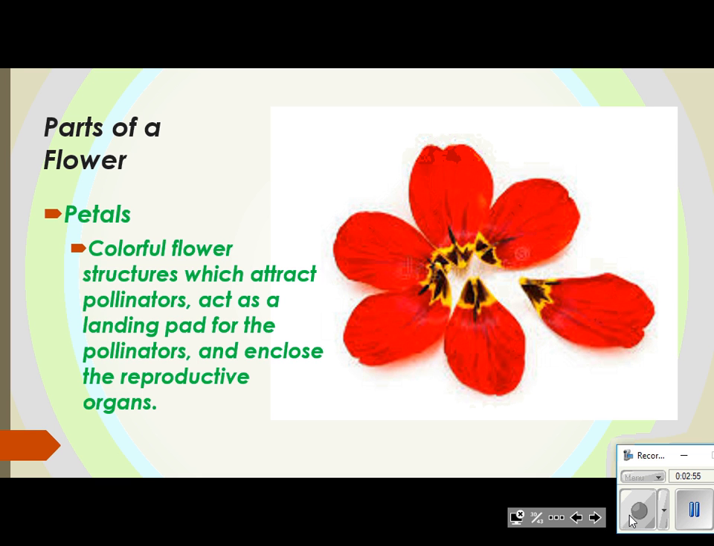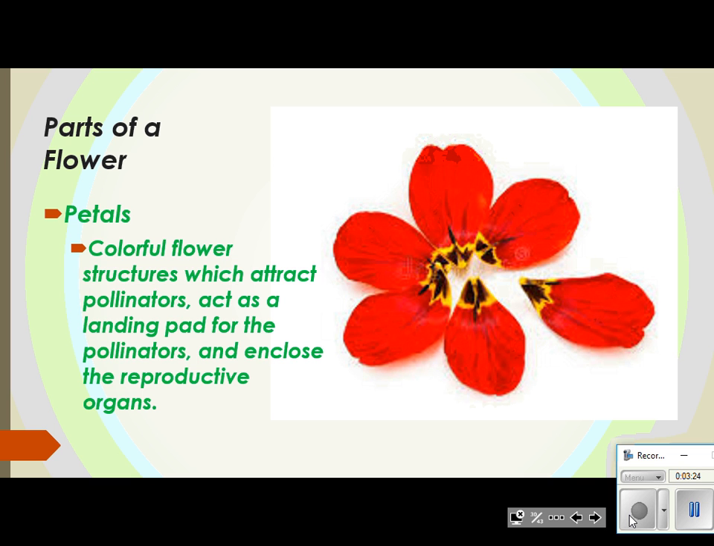We're all familiar with petals of a flower. Petals of a flower are the colorful structures which attract the pollinators. They act as a landing place for the pollinators. Their final job is that they enclose the reproductive organs. So these petals attract the pollinators.